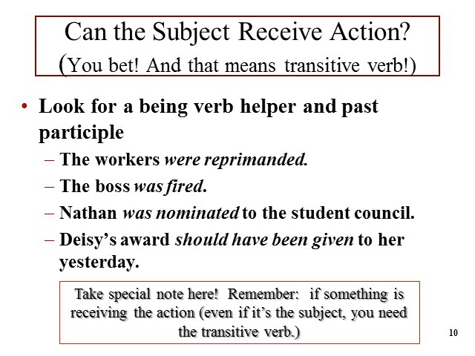Sometimes you can have something that looks as if there is no object, but in fact there is. Oh my. And that's a particular convention or a particular way in which a sentence is written. It's written in what we usually call the passive voice. But what happens in that kind of voice is that the subject receives the action. And the way that these sentences are set up is that you usually have some kind of being verb helper and a past participle, an ed. For example, the workers were reprimanded and the boss was fired.